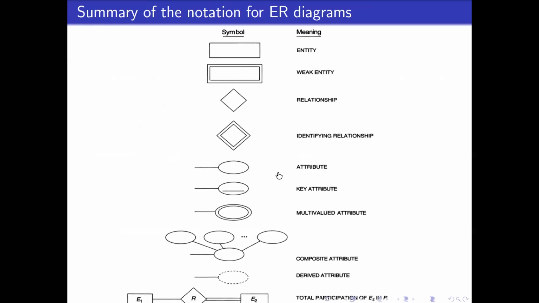Okay, and then we can represent an attribute with an oval shape connected to the entity type, and any key attribute you have to underline. For a multi-valued attribute you use double ovals, like this. Then for composite attributes you have different components connected to the attribute like this, so this represents composite, and a dashed oval we use for a derived attribute.